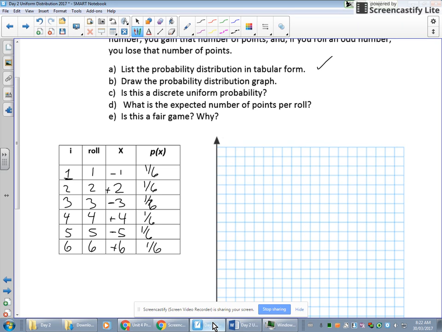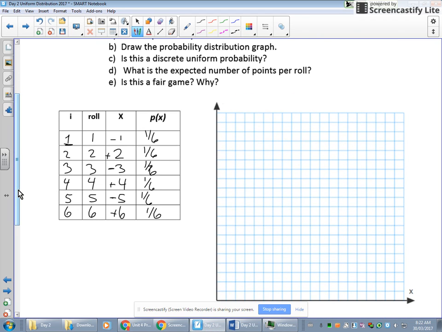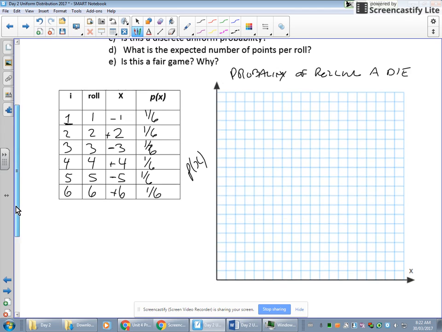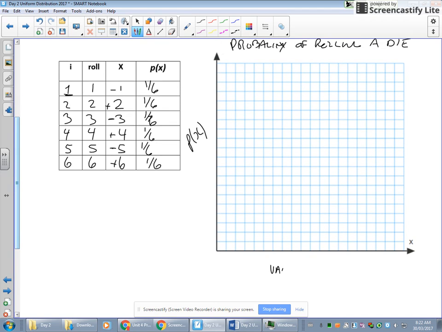We're now looking at the probability distribution graph. Again, I'm going to label my graph. I'm going to give this as my probability of rolling a die. So this is my probability of X on the Y-axis, and this is going to be the value of die on my X-axis. So I'm going to have a possible value of 1, a 2, a 3, a 4, a 5, or a 6, and 1, 2, 3, 4, 5 possibilities of 1 over 6 and 2 over 6.